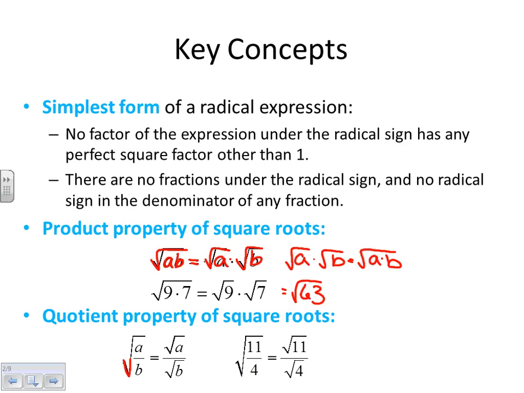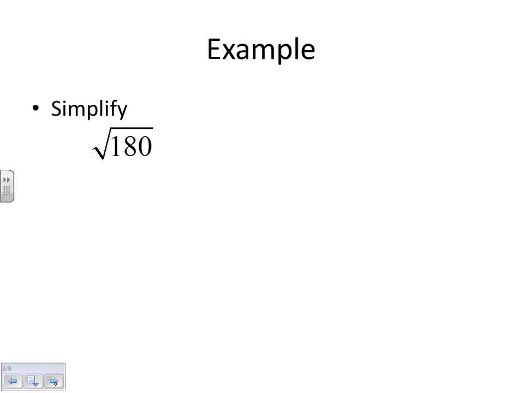Quotient property of square roots. When I have one big square root with a fraction underneath, the square root of a over b, I can split this up into two square roots. So I've got the square root of a over the square root of b. I'm keeping that square root, and I'm basically splitting it up into 2. So the square root of 11 over 4 is the same thing as saying the square root of 11 over the square root of 4. Okay, let's do some examples.